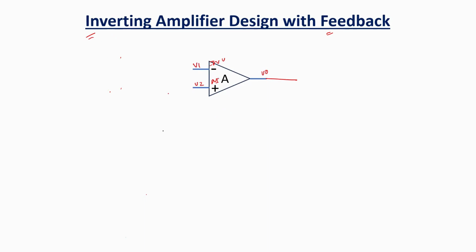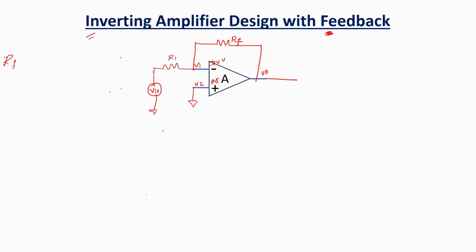We said inverting means we should connect the input to the inverting terminal. This is V in. The other terminal is grounded. We cannot leave this V2 terminal blank, so we have to connect it to the ground. We said this is feedback. Let us connect the feedback circuitry called RF.